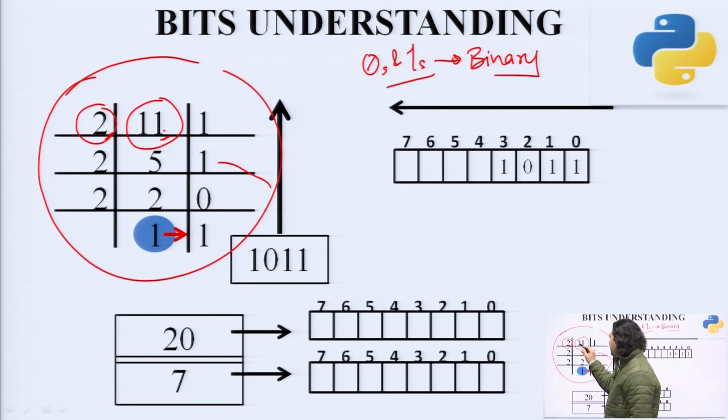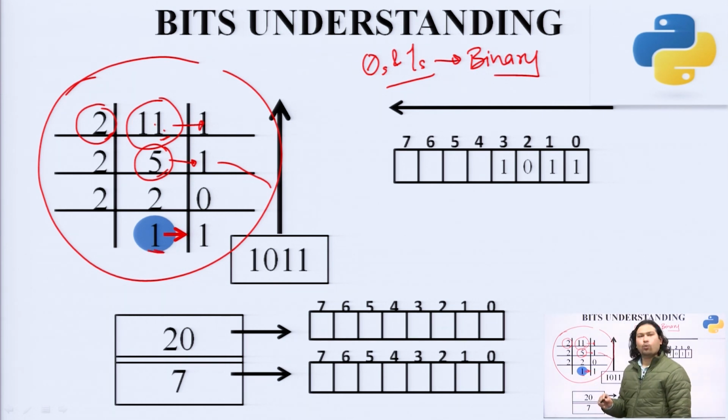So, you can see for 11 the answer is 5. This is the quotient and the remainder is this one. We have shifted the remainder towards the right hand side. Next, we further divide this 5 by the same number 2, and the remainder is shifted towards the right, and so on, until we get 1 or 0. Here, it is 1.